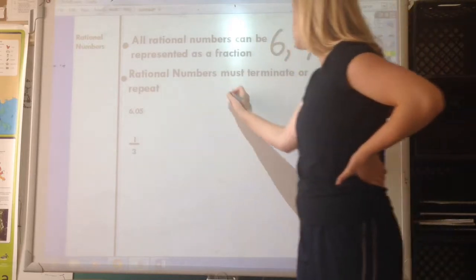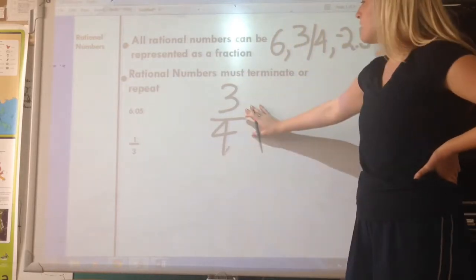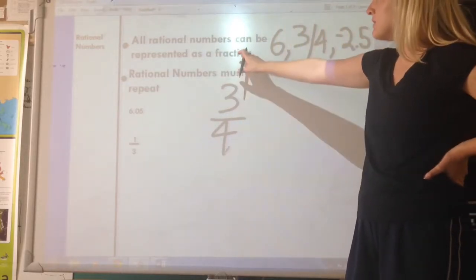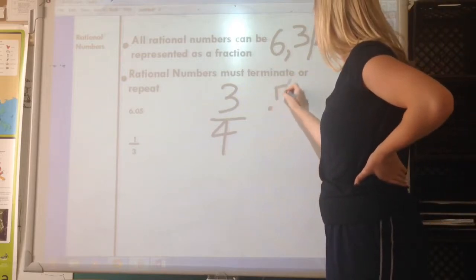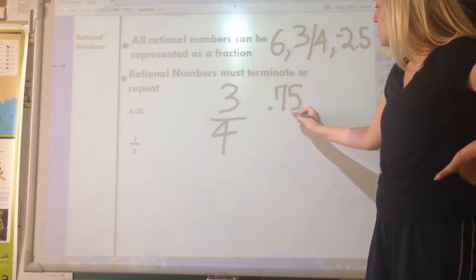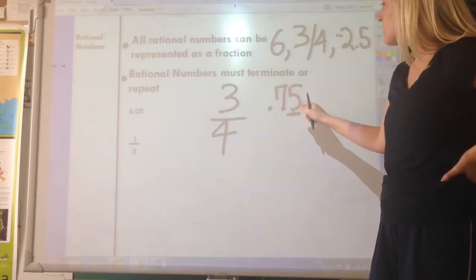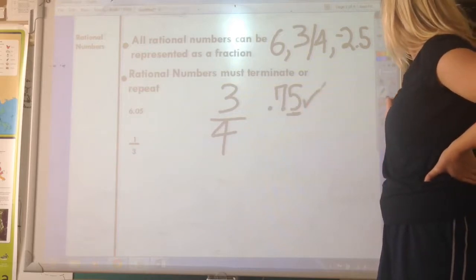All right, let's use 3/4. 3/4 is a fraction, so I know it must be rational. If I wanted to write it as a decimal, it would be 0.75. And since the 5 terminates in the 100ths place, I know that the number is rational.